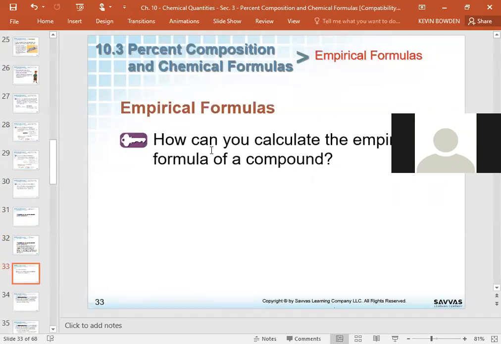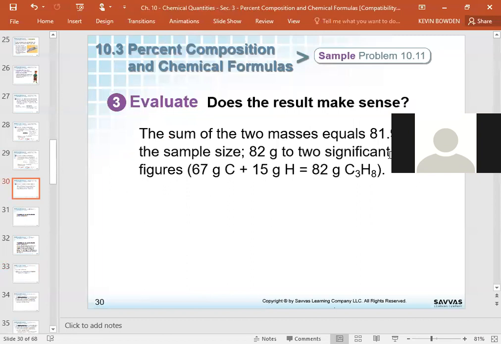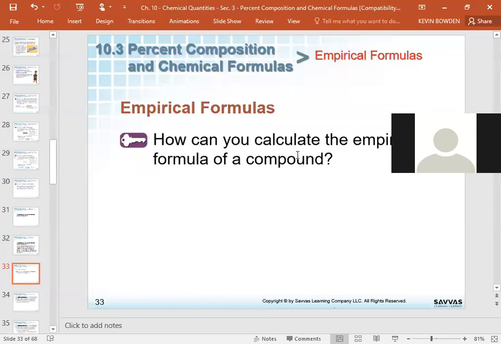Using this information, how can you calculate the empirical formula of the compound? So let's say you have certain percentages. What's the formula going to be? So if I had 15 grams of hydrogen and 67 grams of carbon, then what did I have? You will be able to know that it was propane that you had. Okay, so working backwards.